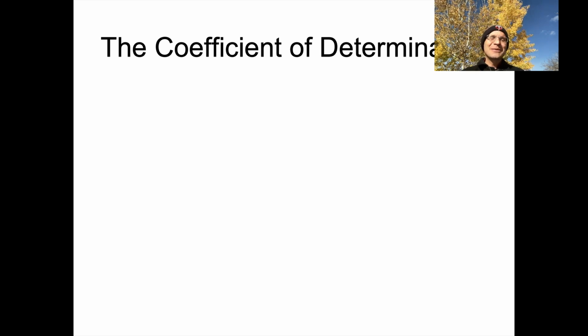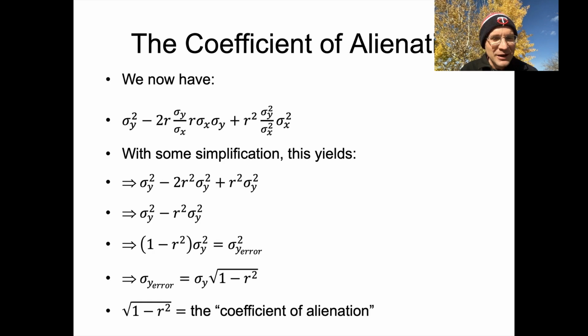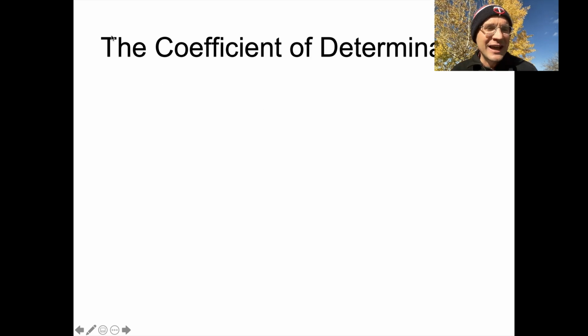Anyways, there's also something called the coefficient of determination, but I'll come back to this. This coefficient of alienation converts the standard deviation of y into the standard deviation of the error term. The coefficient of determination is a more positive way to think about this relationship.